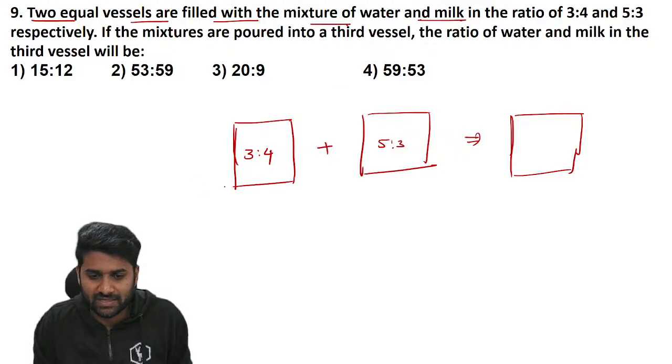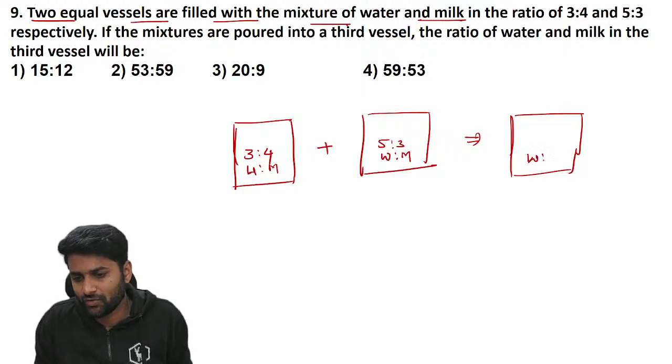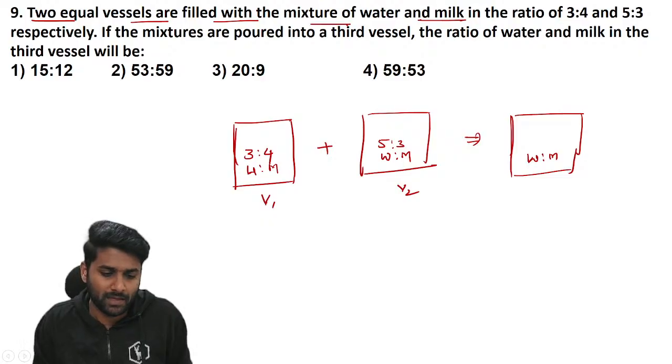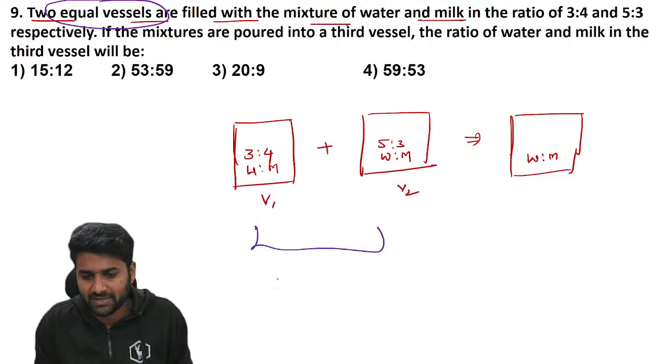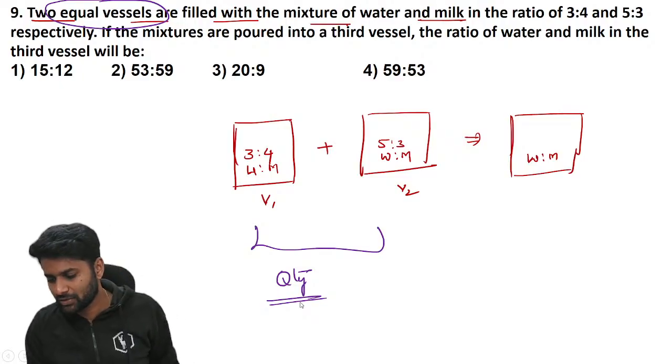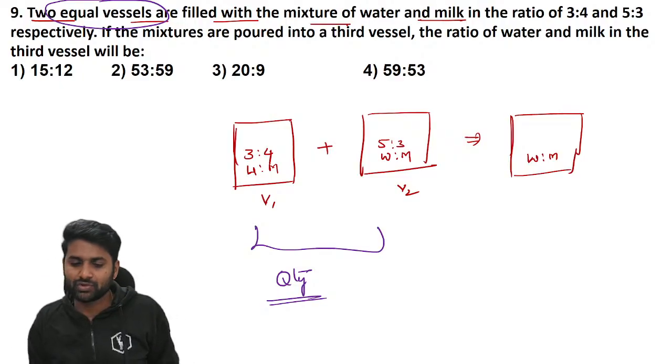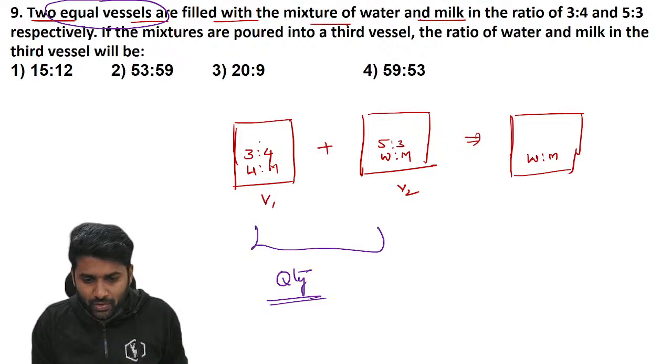See, initially water and milk, and water and milk. What is the new ratio of water and milk if I combine vessel 1 and vessel 2? But the point you should understand is that they clearly mention the two equal vessels. It means the quantity is the same. Quantity in vessel 1 and quantity in vessel 2 are both the same. See how we are going to equate.